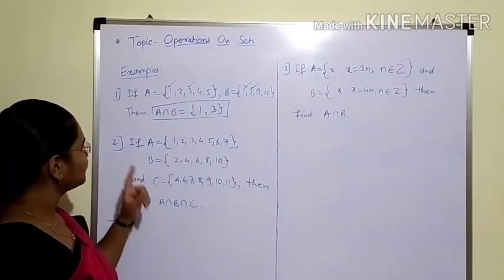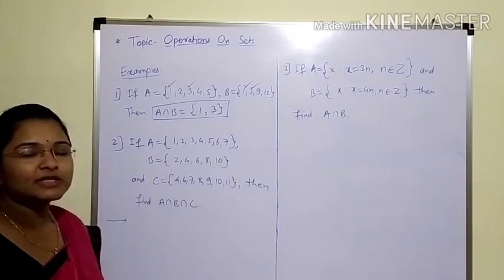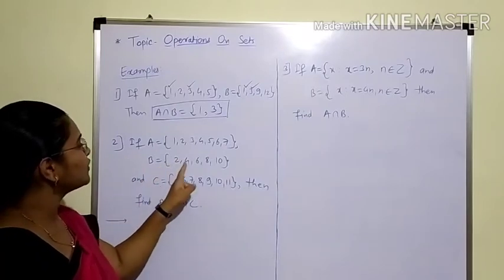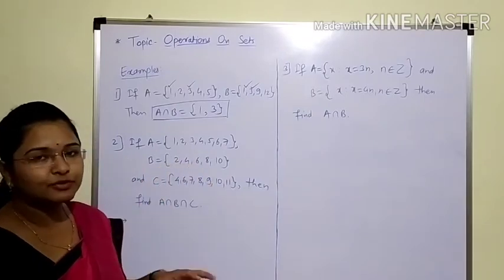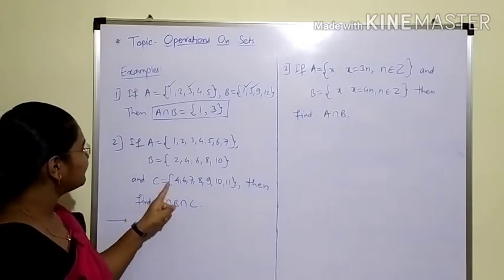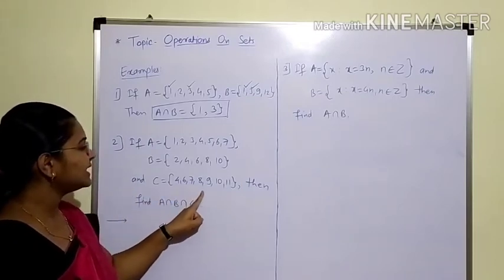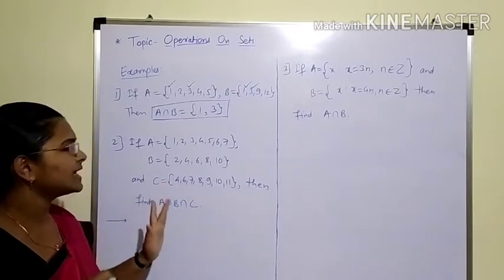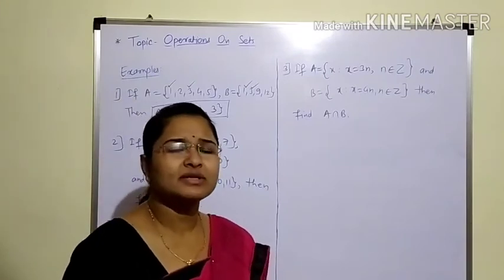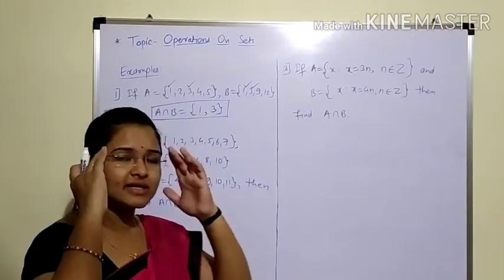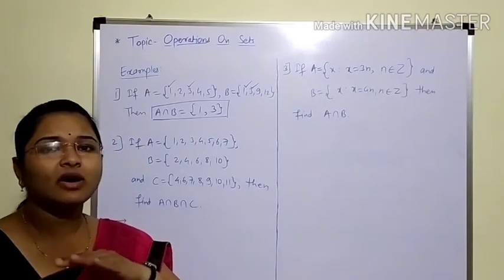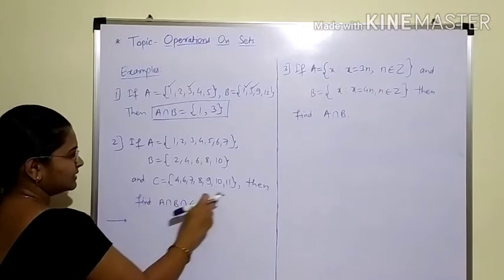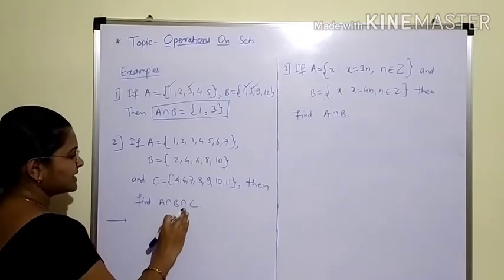Now the next question. Set A has elements 1, 2, 3, 4, 5, 6 and 7, set B has elements 2, 4, 6, 8, 10, these are the multiples of 2 till 10, and C has 4, 6, 7, 8, 9, 10, 11. Keep in mind, after 4 directly 6 is there. So many times students commit mistakes. They are not seeing the set elements properly and they are considering all consecutive elements. Then find A intersection B intersection C.